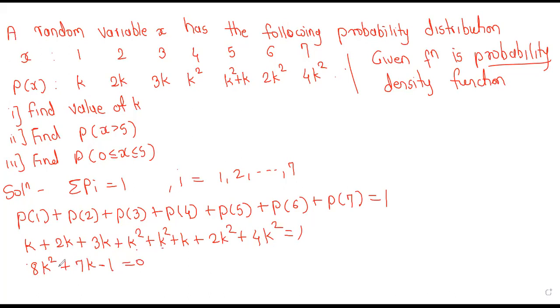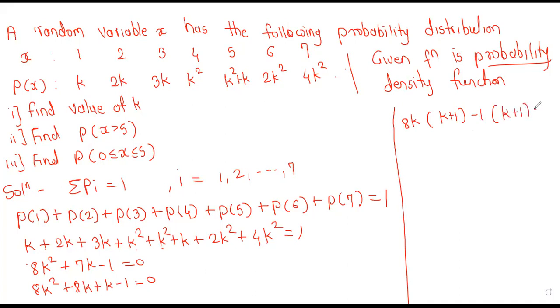So this can be written as 8k square plus 8k plus k minus 1 is equal to 0. Taking 8k common from the first two terms, and 1 common from the last two, we get 8k times k plus 1, plus 1 times k minus 1 is equal to 0. So k plus 1 and 8k minus 1 is equal to 0. So we get the values k is equal to minus 1 and k is equal to 1 upon 8.